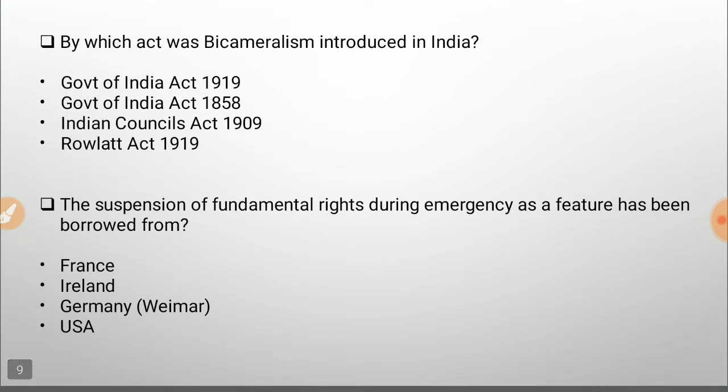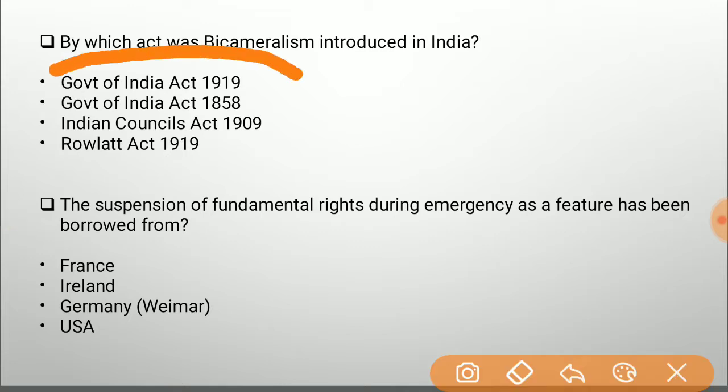By which act was bicameralism introduced in India? Options are GOI Act 1919, GOI Act 1858, Indian Councils Act 1909, or Rowlatt Act 1919. The correct option is GOI Act 1919.